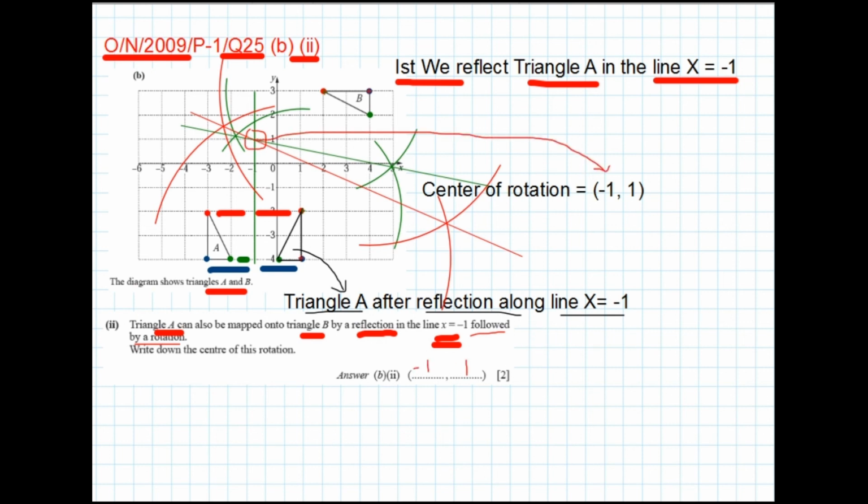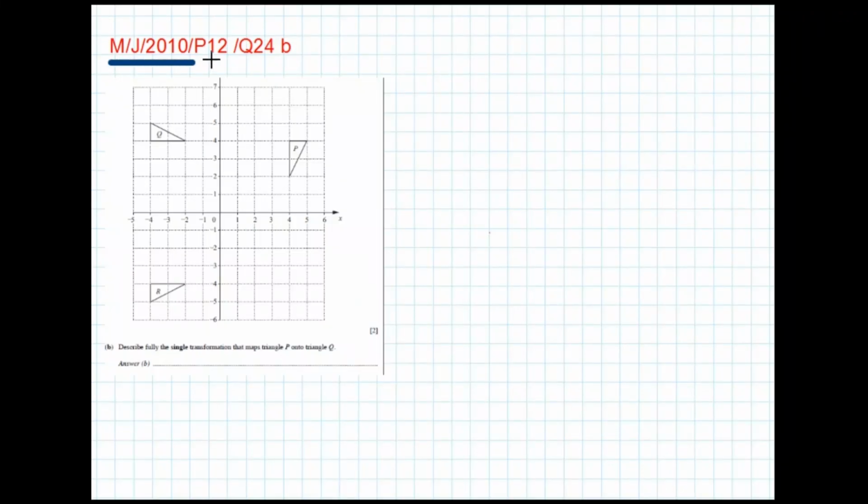Next question is May-June 2010, paper 1-2, question number 24, part B. Describe fully the single transformation that maps triangle P onto triangle Q. Draw the perpendicular bisector between corresponding vertices of triangle P and triangle Q and decide whether it is reflection or rotation. Mark the corresponding vertices by blue, red and green dots as shown.